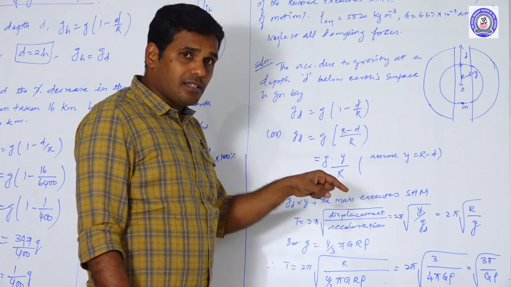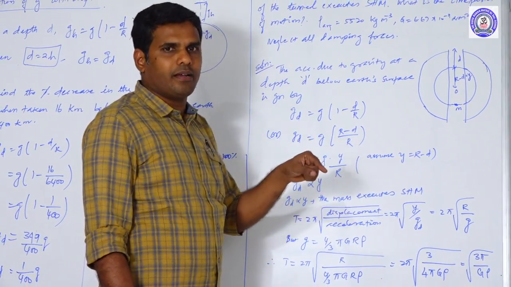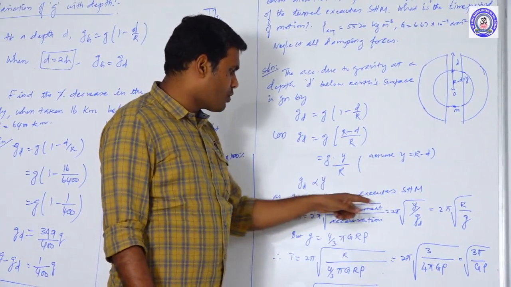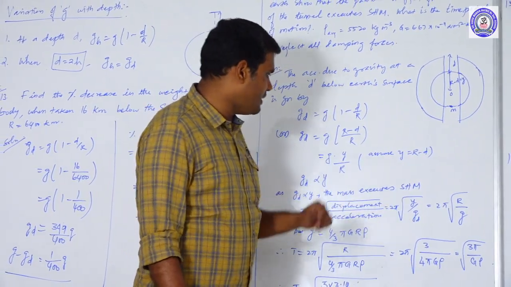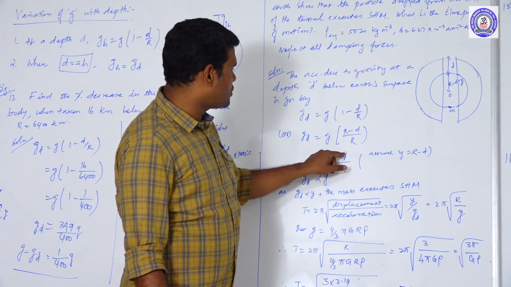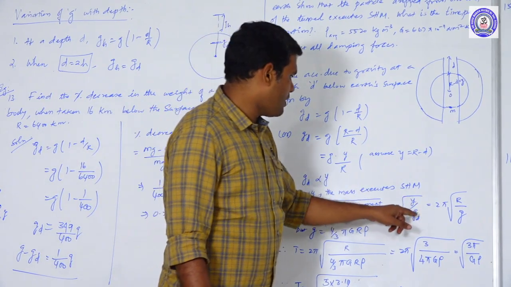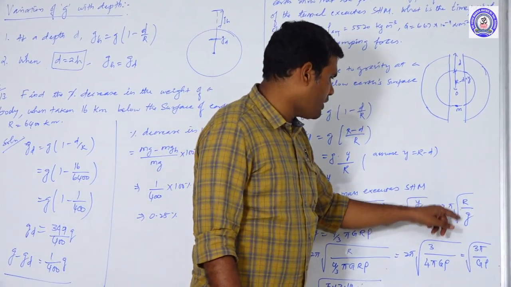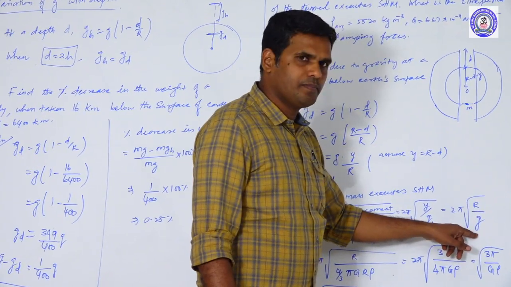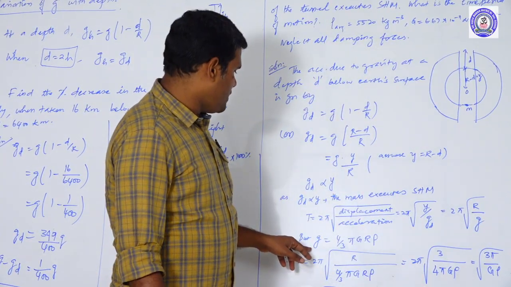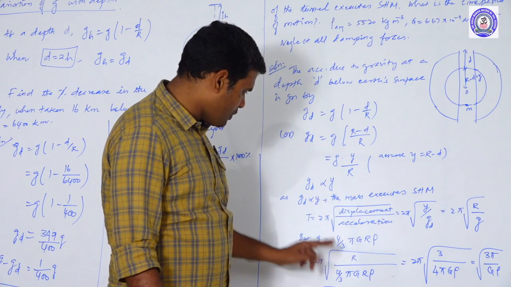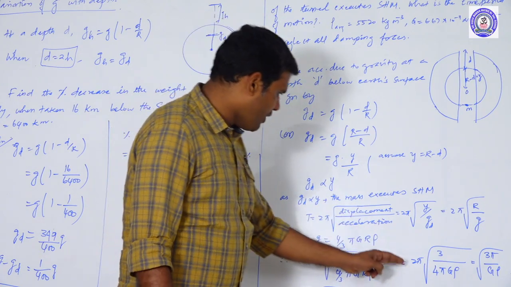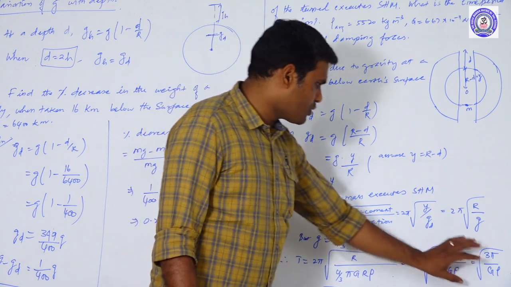Then, if it executes simple harmonic motion, what will be its time period? Time period is T equals 2 pi root of displacement by acceleration. Displacement is y, acceleration is gd. gd is g into y divided by R. On substituting gd, you will have 2 pi into square root of R divided by g. g is 4 by 3 pi G R rho. On substituting the value of G and simplifying, you will get time period is equal to square root of 3 pi divided by G rho.